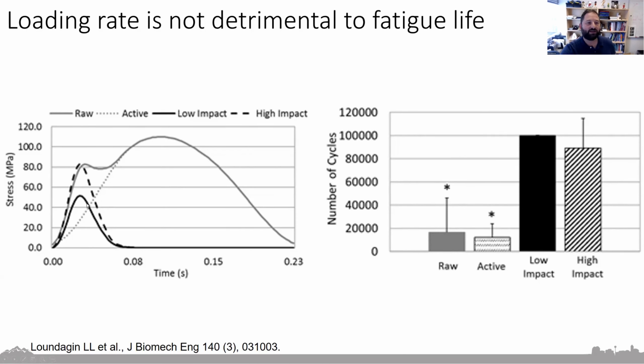And then the other thing is if you say, okay, but make the loading rate higher or something like that. So if you look at these ones that have the low impact and the high impact loading rates, which were really supposed to be curves that determine that impact event, then we couldn't even get the samples to fail at 100,000 cycles. We stopped the test. And we had a few that failed before 100,000 cycles for the high impact test. So these data to me quite convincingly suggest that impact force is not detrimental to the fatigue behavior of the material.